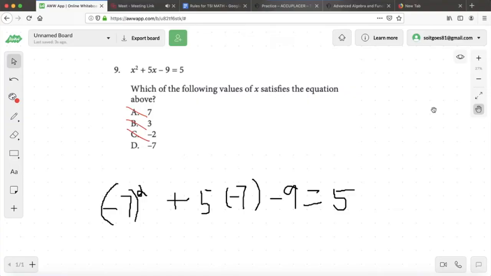So first we're going to do parentheses. So 5 times negative 7. 5 times 7 is 35, so it's going to be negative 35. Yep. Exponents. So negative 7 times negative 7 equals positive 49. Right. So negative times negative is positive.